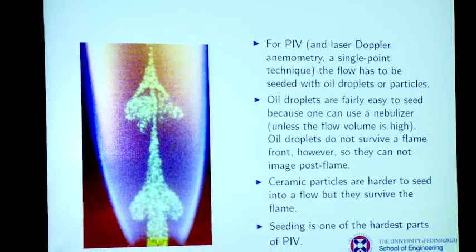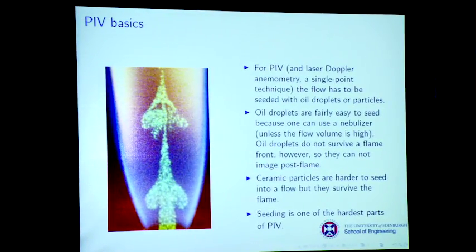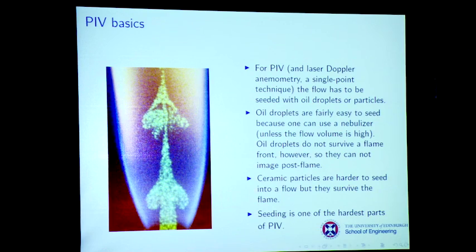So for PIV and laser Doppler anemometry, which is a single point technique, you have to seed the flow with particles, either with droplets or particles. It's really easy to make oil droplets with a nebulizer, and a lot of people use that just because it is so easy. But the oil droplets disappear when they go through a flame, and in some cases that's a good thing because then it marks the flame front. In other cases, if you actually wanted to see what happens past the flame front, it's not a good thing. So it depends on what you're seeking.